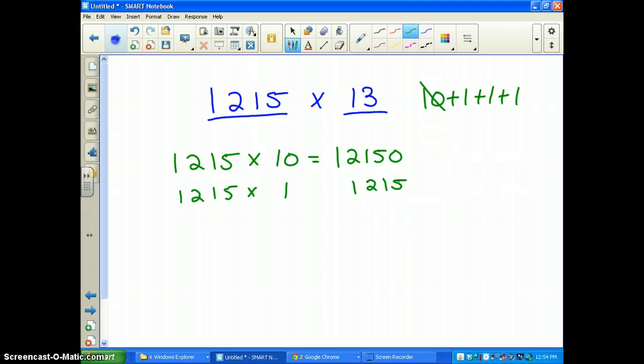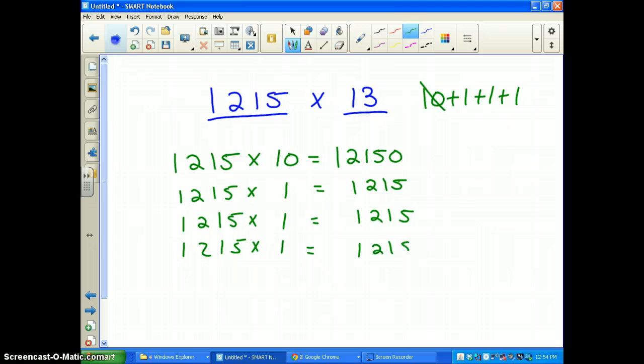And we could do that again, because it's times 3. 1,215 times 1. And it's the same answer here. And, a shortcut, you might be able to do 1,215 times 2 to help you out, but this is a good way to kind of break it apart. And we've taken care of every number there. And now we just add.